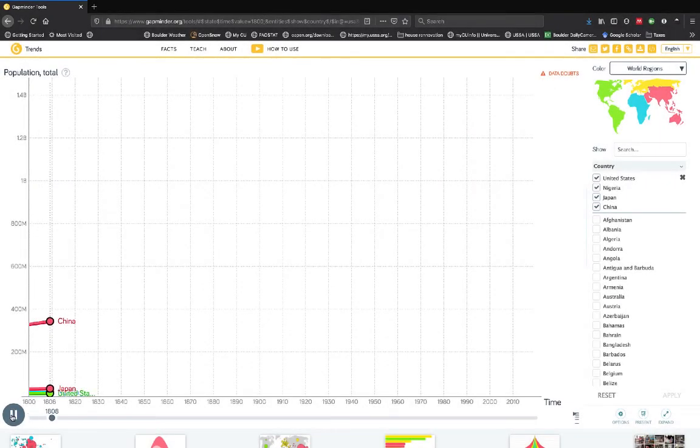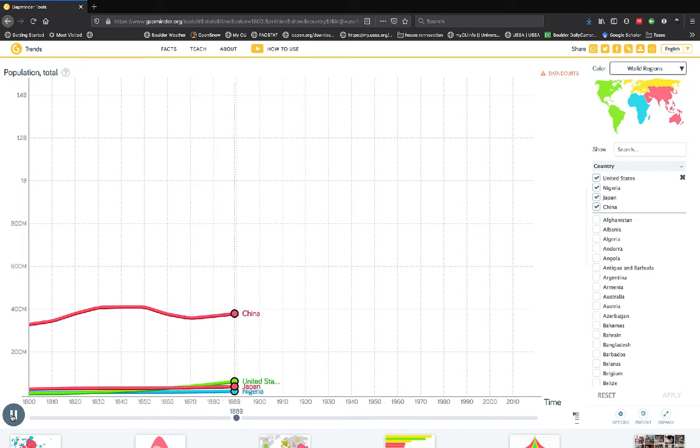Now let's take a look at how 4 example countries have changed over time. The US and Japan are wealthy industrialized countries. China was a poor country through much of the 20th century, but that has changed recently, and Nigeria remains a low-income country today. Let's look at each one of these countries separately as the image progresses.